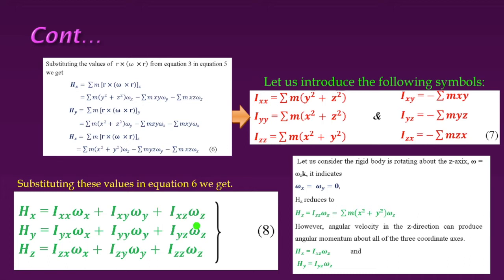So what is our conclusion? Our conclusion is that though the rigid body is rotating about the z axis only, means angular velocity has a z component only, but the angular momentum has all these three components. This is important to notice. Means the angular momentum due to z-axis rotation also has components of momentum in the x and y direction.